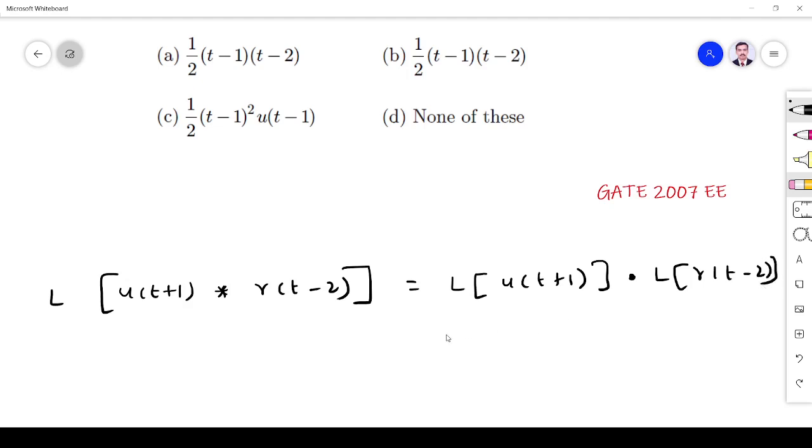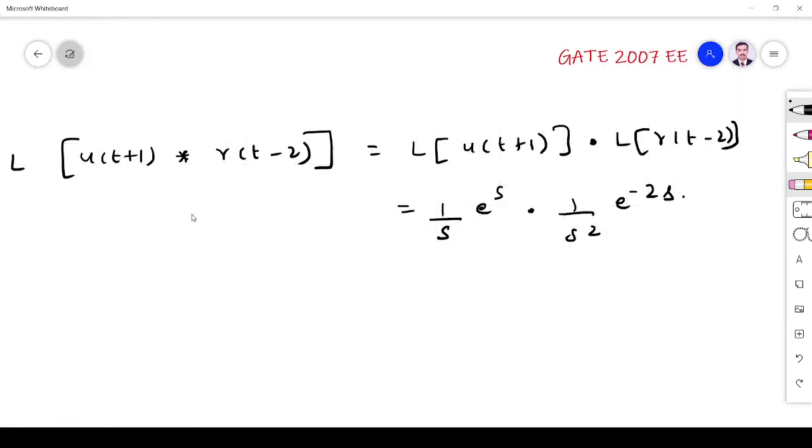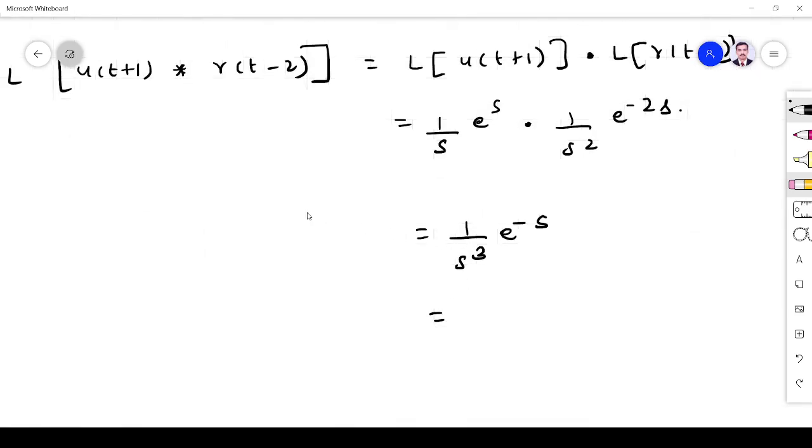L of u(t+1): for the unit step the Laplace transform is 1 by s, and it is shifting, so e to the power s. For the unit ramp it is 1 by s squared. For r(t-2) it is e to the power minus 2s. So what it becomes is 1 by s cubed times e to the power minus s.